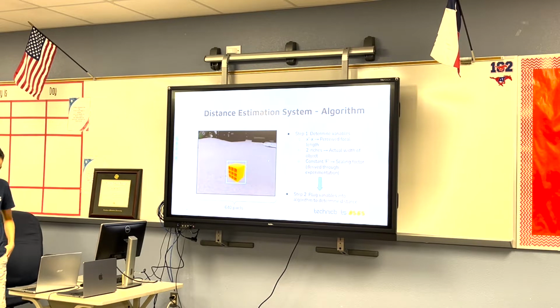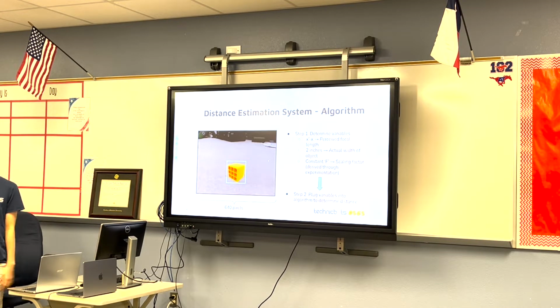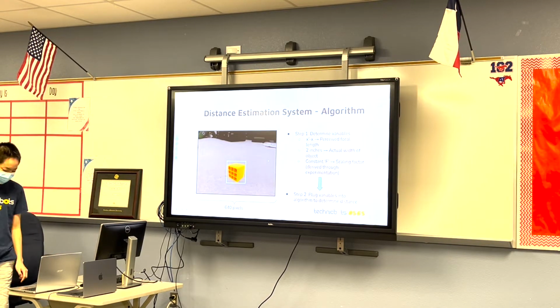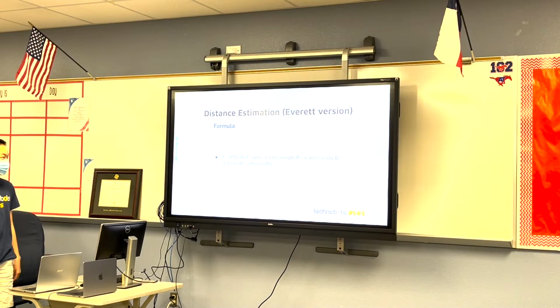The first way we do this is kind of more intuitive. It's the first thing you think about when you do distance estimation. As the object gets further from the camera, the width and height are inversely proportional, I guess. So we first determine all the variables. We'll get to this later. And then we use the magic formula.